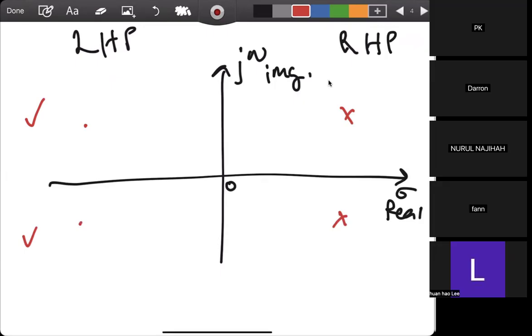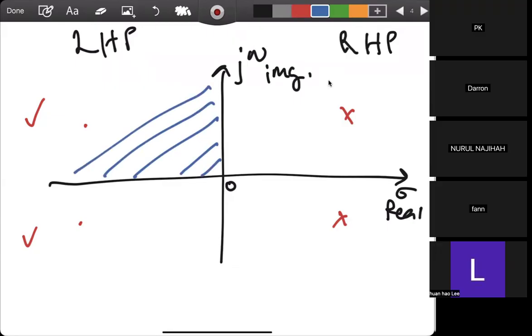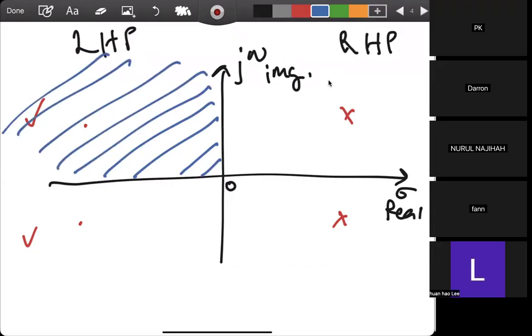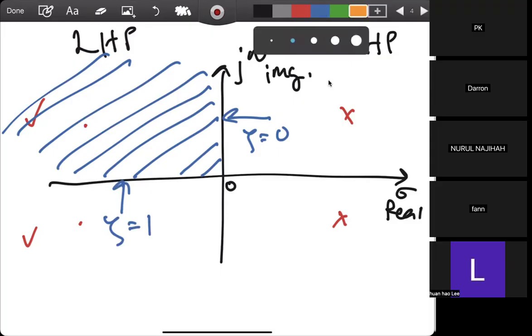For the analysis, because it's the same, we choose this one instead of the negative one. So we choose this one. This one is negative, so we use the positive side. At this axis, zeta is equal to 0. At this axis, zeta is equal to 1. And in this region, zeta is between 0 and 1. So you must make sure that it is in this quadrant.